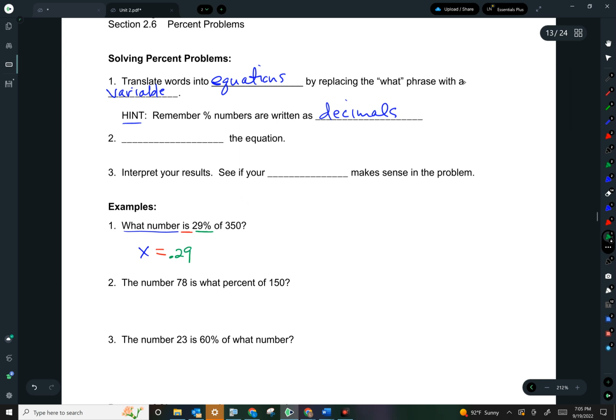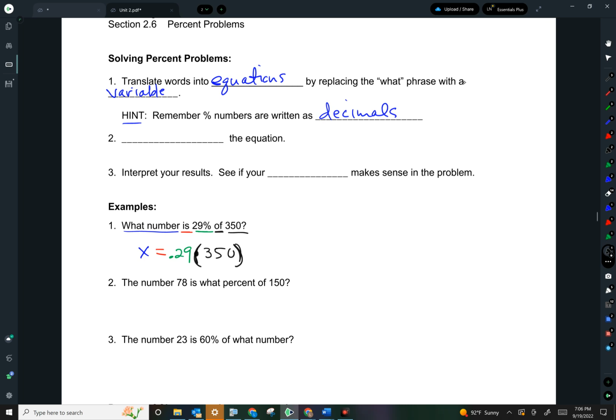And then you may or may not remember when we were interpreting all the different words and math symbols, the word of means we're going to multiply. And then what are we going to multiply that by? 350. So I'm going to multiply 0.29 times 350. And I wanted to use the dot to show you that of means multiply, but I probably wouldn't write it like this, right? I would probably imply multiplication by using parentheses.